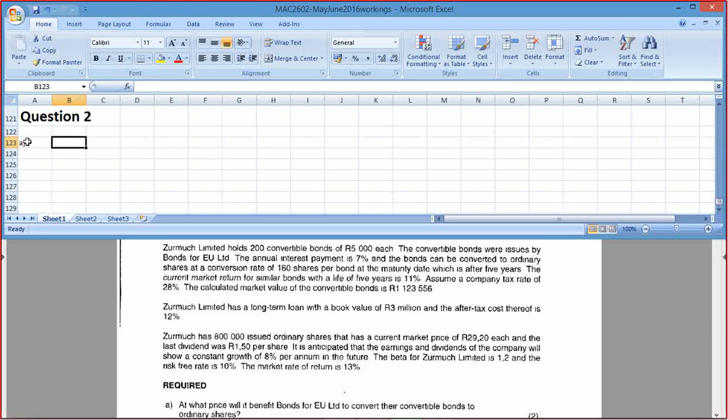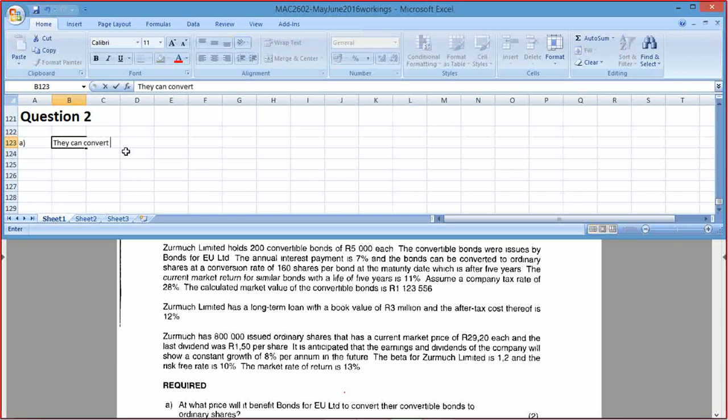This is something different. Z has 800,000 issued ordinary shares that has a current market value of that. Okay, this is looking at their internal stuff. So for question number 1, all you need to do is look at paragraph number 1. Okay, because paragraph number 1 is look at the convertible bonds that can be made into shares. They want to know at what price will it benefit bonds. Okay, so where or when can they convert?